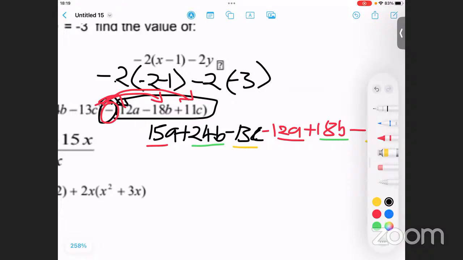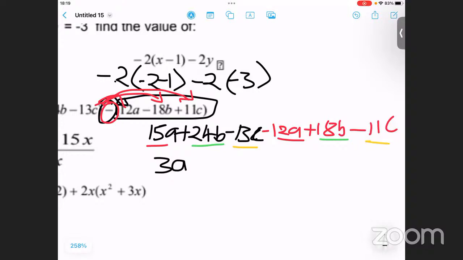So it's going to be 15 minus 12, which is 3, but not just 3. It's 3a. Then we have positive 24 plus positive 18. What is 24 plus 18? 42b. 42b, perfect. And then we're going to now sum negative 13 and minus 11.